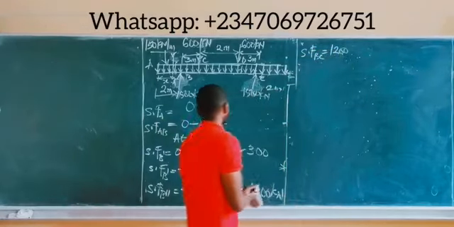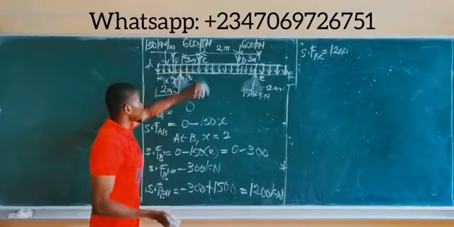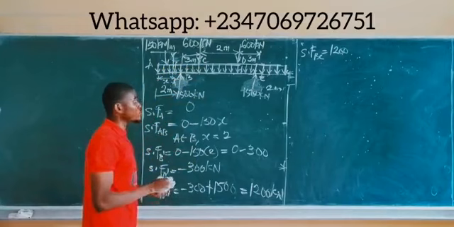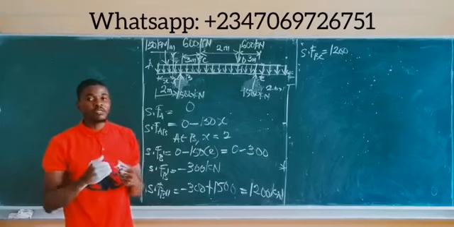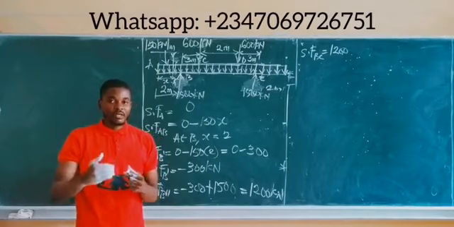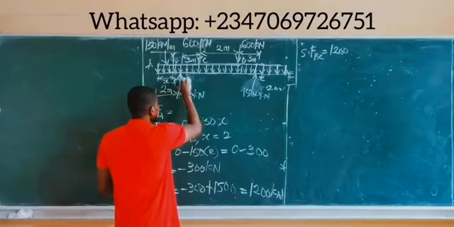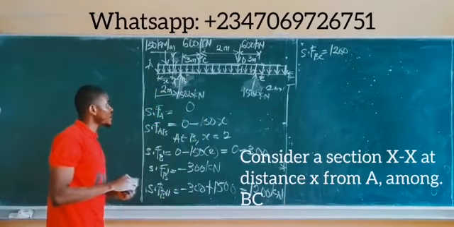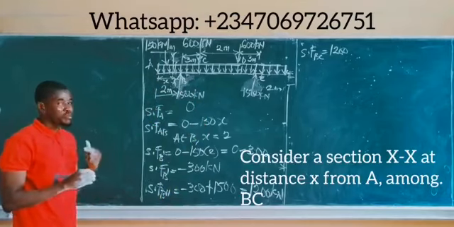Now moving along BC, it encounters a UDL from point B down to point C. Because of this UDL, we have to take a section. Since there's a UDL on the beam, we have to continuously take sections from the beginning of the beam to the end. So we take a section XX at a distance of x from point A, along BC.